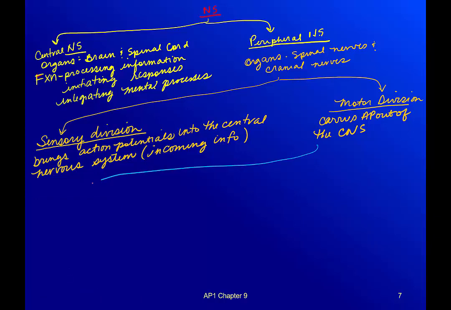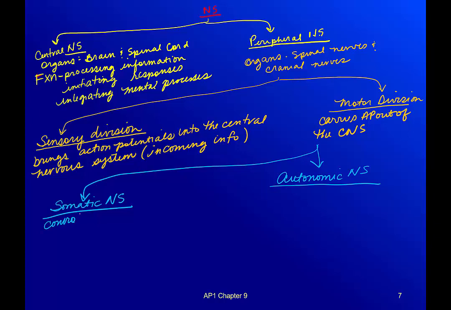So, motor division. I have the somatic nervous system and I have the autonomic nervous system. Whenever you hear somatic, two things should pop into your head, okay? One, I'm aware of it. Somatic means I know this is happening. Somatic also means it's voluntary. I control it.